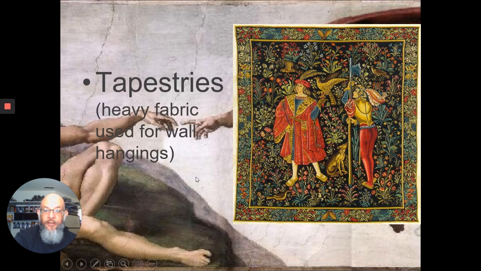Tapestries. Heavy fabric used for wall hangings. Castles and places in this time were stone. So how do you bring warmth and color to a stone background? You use tapestries. I'm using that accent because of a movie where one of the main characters says, I've come here to look for tapestries. So there you go. Heavy fabric used for wall hangings.